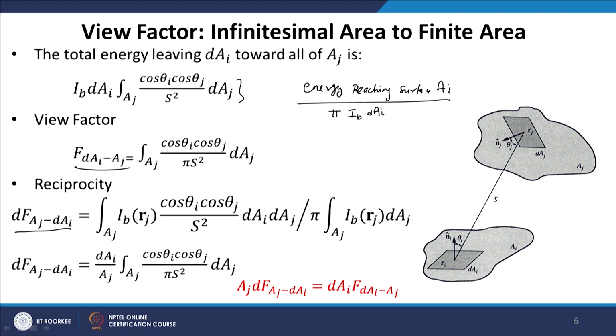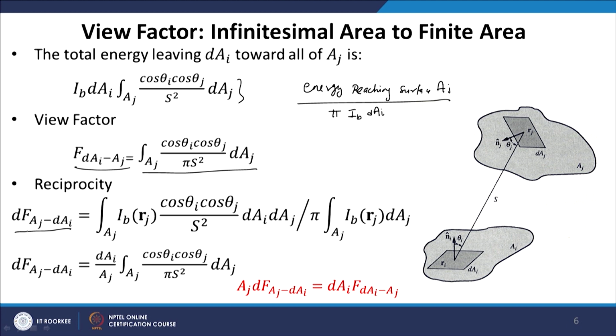Okay. So, we just divide by the total amount of energy emitted by surface ai, and we define this as a view factor F dAi-Aj. The expression of this view factor is very similar to the previous one, just we have an integration here over the entire surface Aj. So, the expression is the integration over the entire surface Aj of cos theta i cos theta j upon pi s square dAj. Now, again this will satisfy the reciprocity theorem that we discussed.